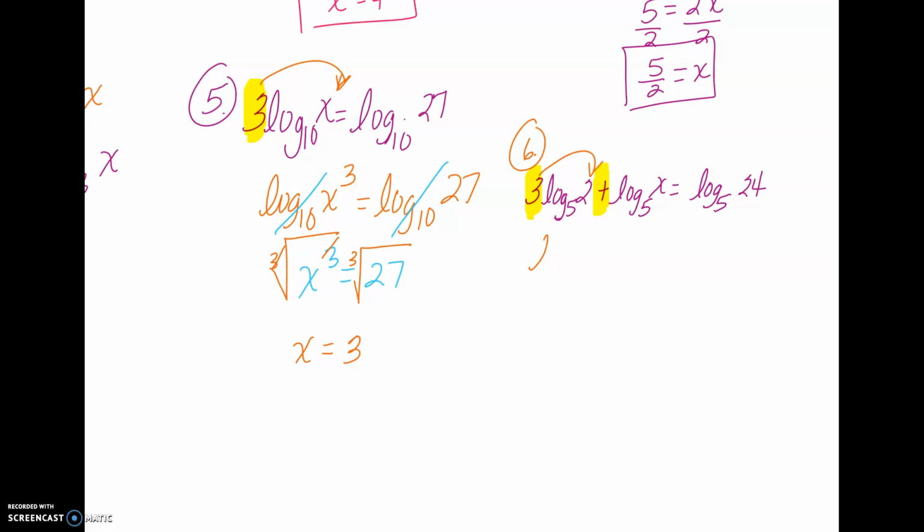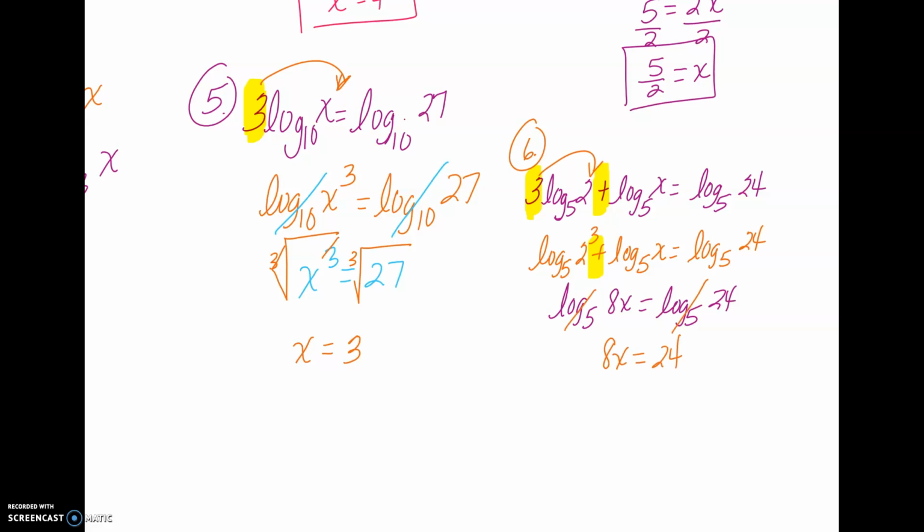So we're going to get log base 5 of 2 to the 3rd power plus log base 5 of x equals log base 5 of 24. Again, addition tells me that I'm going to be multiplying these together. So I'm going to get log base 5 of 2 cubed, which is 8x, equals log base 5 of 24. I have the same log with the same base. They go away. 8x equals 24. Divide by 8. x equals 3.